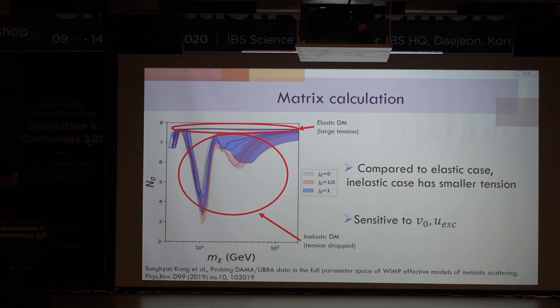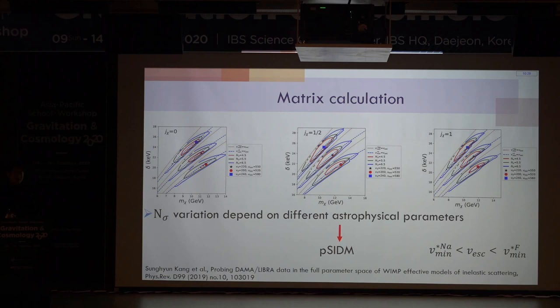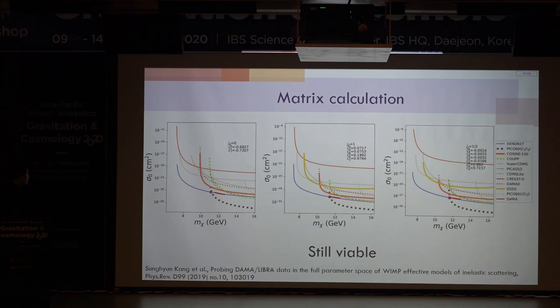When we plot N sigma on the M chi delta plane, you can see once again the dependence on the different astrophysical parameters. And to suppress the fluorine, it is only valid between this red dotted line and blue dashed line. This situation is very similar to PSIDM. And also we can plot the M chi sigma plane. And here, for all three cases, this extreme configuration lies on the intersection between xenon and pico 60, which are evaded by PSIDM scenario. Therefore, I would like to say there is still possibility of explaining DAMA.